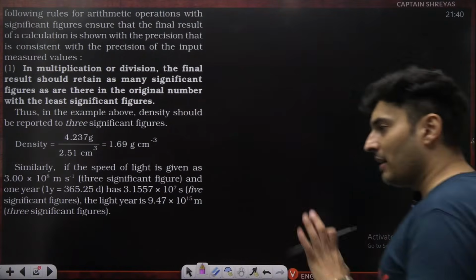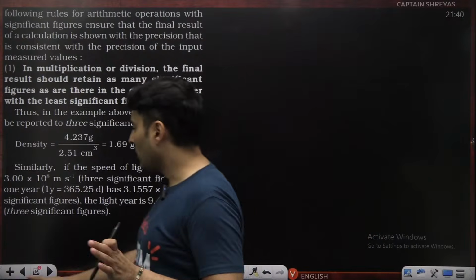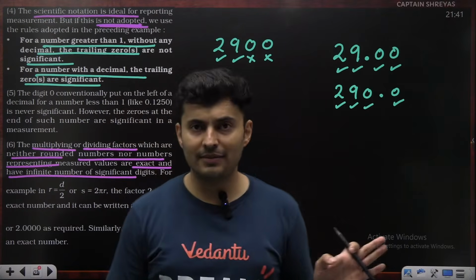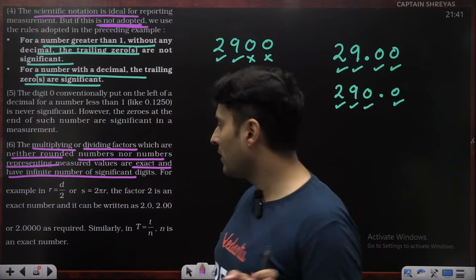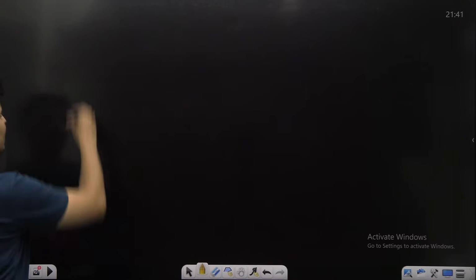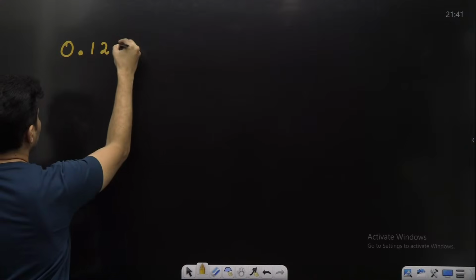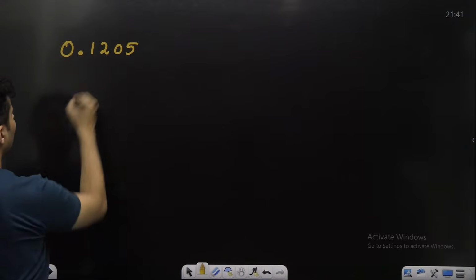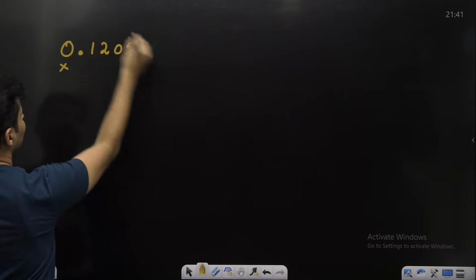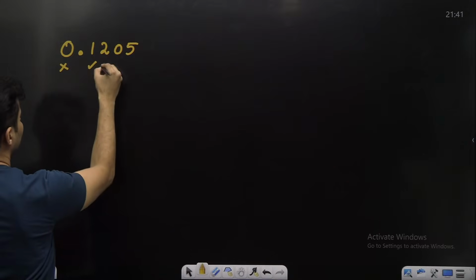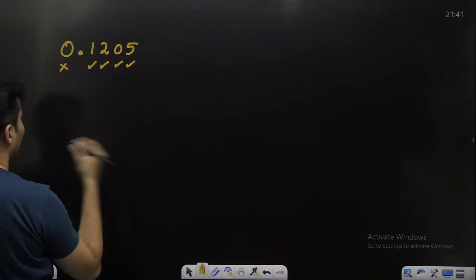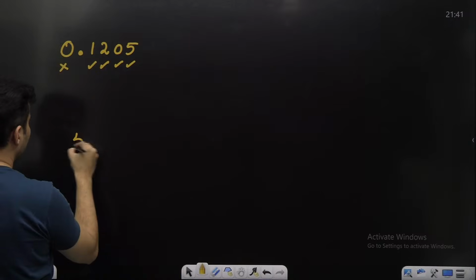Now, till here, we have figured out how to calculate the number of significant figures, be it any particular number. So now whatever number I give you, you will be able to tell me the significant figures. Let's say I give you a number like 0.1205. Immediately you will be like, sir, this 0 is not important. This is a number less than 1. This and this are important. Perfect.